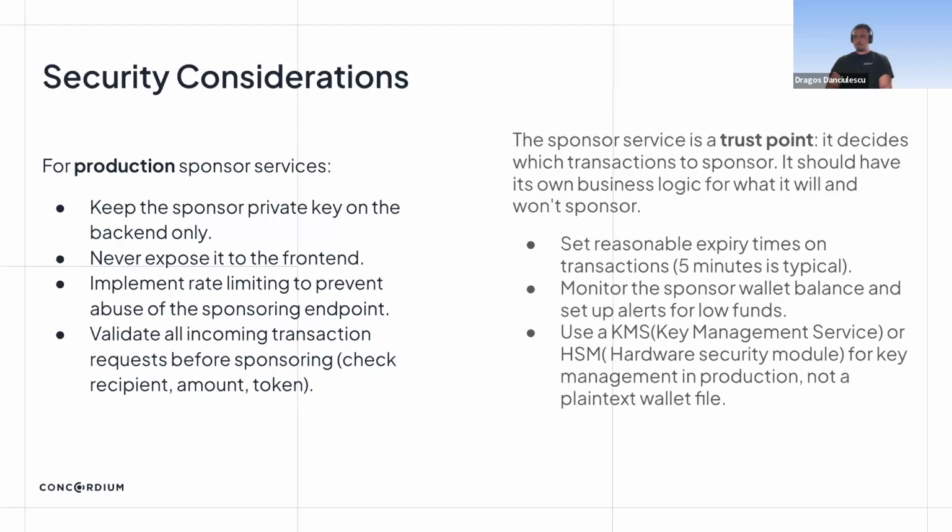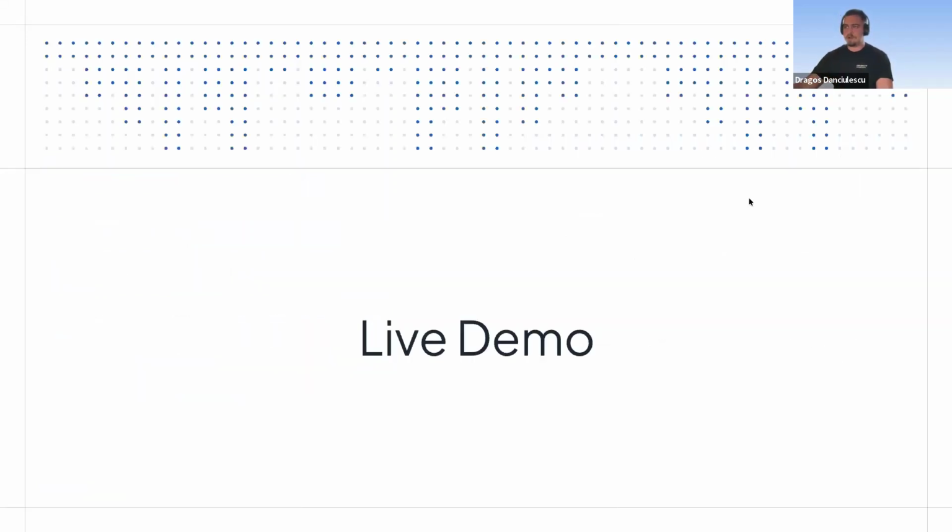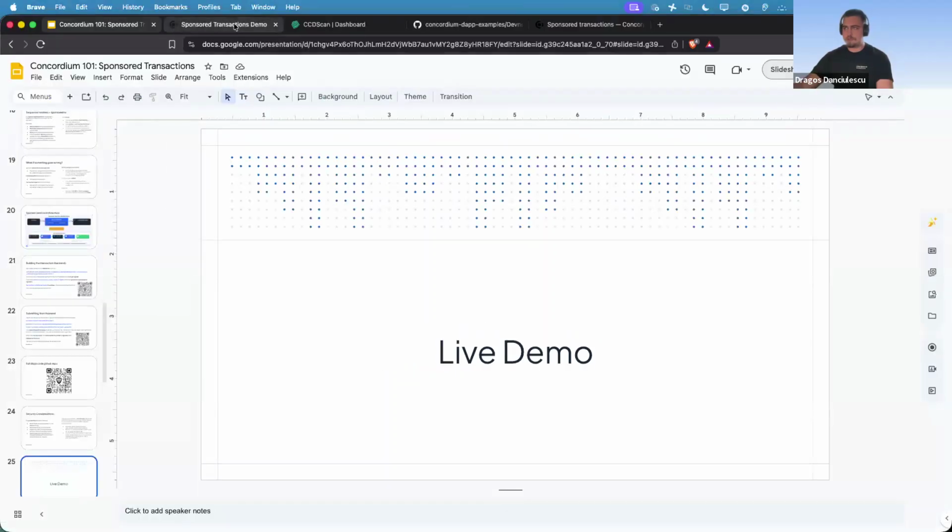And finally, if you're going to be building a backend, it should always monitor the sponsor wallet balance and then set up alerts for low funds in order to avoid any failed transactions. All right, and now let's do a bit of a live demo.